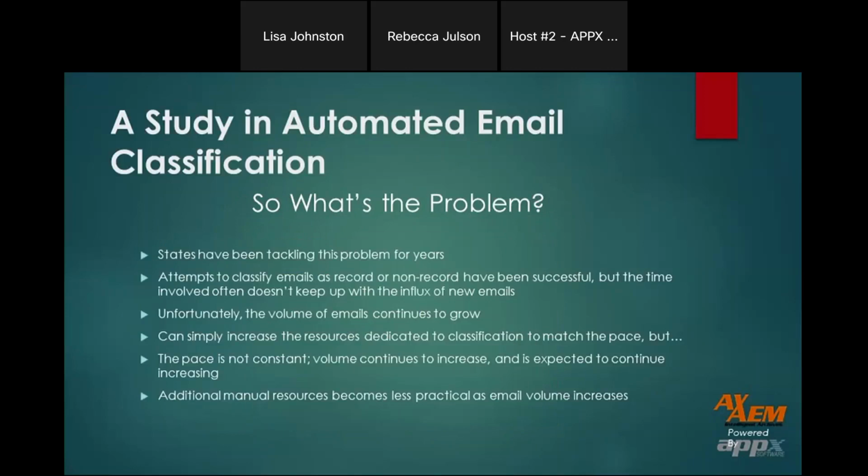Now, I've used the word classified already a couple of times, and that can mean different things to different people, but I'll simplify it in this way. We need to determine whether a particular email is a record or a non-record. Is it something that the archive or the record center even needs to concern itself with?